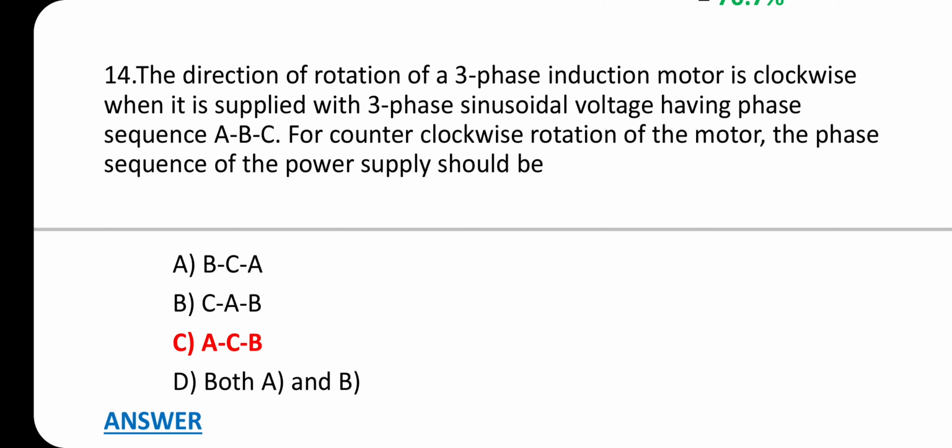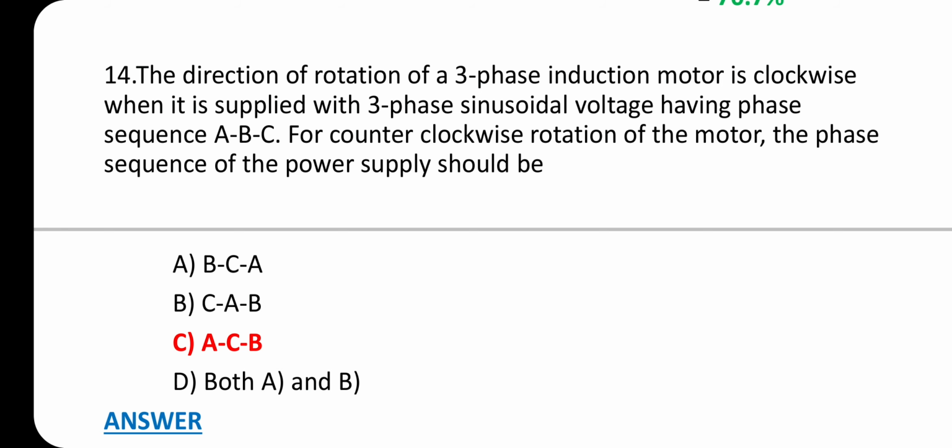Question number 40. The direction of rotation of a three-phase induction motor is clockwise when it is supplied with a three-phase sinusoidal voltage having phase sequence ABC. For counterclockwise rotation of the motor, the phase sequence of the power supply should be.